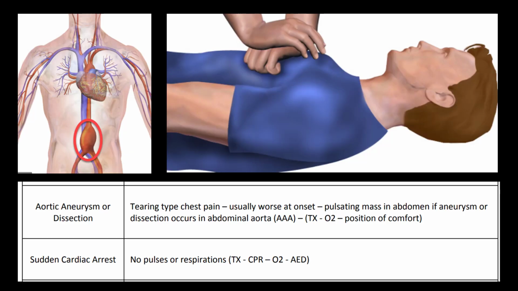A less frequent condition you should know about is an aortic aneurysm or dissection. The patient's aorta actually begins to tear on the inside and creates a swollen area. It can happen anywhere in the thoracic cavity or actually in the abdomen, in which case it is called an abdominal aortic aneurysm. Symptoms include a tearing type chest pain or abdominal pain, usually worse at the onset. And if you palpate the abdomen and it's an abdominal aortic aneurysm, you may feel a pulsating mass that beats each time the heart beats. Treatment includes a position of comfort, O2 if needed, and careful transport.